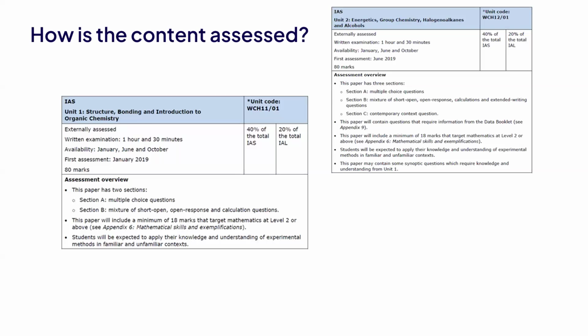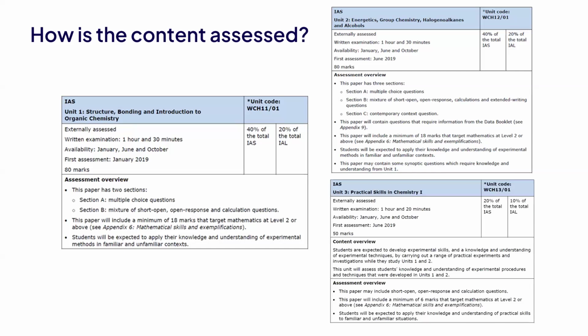Similarly, in Unit 2, you've got energetics, group chemistry and halogenoalkanes. Again, it's a 1 hour, 30-minute paper worth another 80 marks. Okay, and it's got 3 sections this time, not 2, and the difference is in section B, you've got extended writing questions, and I'll explain to you what is meant by the extended writing questions and how they are marked, because they're marked totally differently to all the other types of questions, later on in the presentation. And in section C, you've got a contemporary context question.